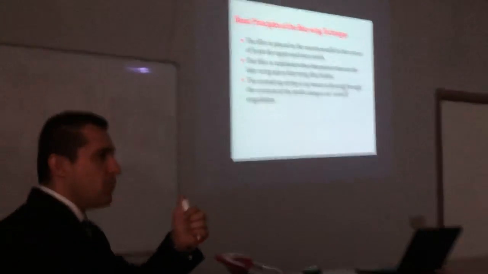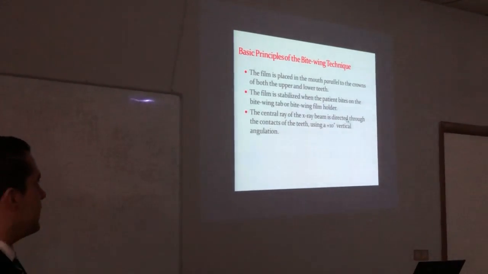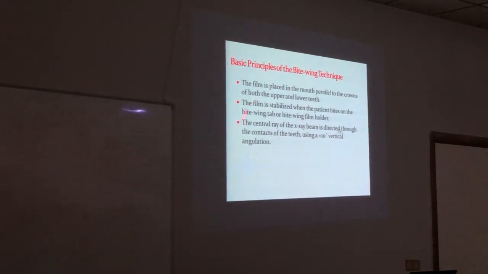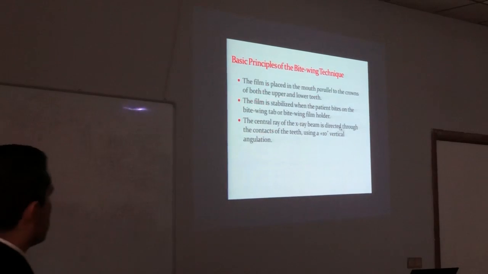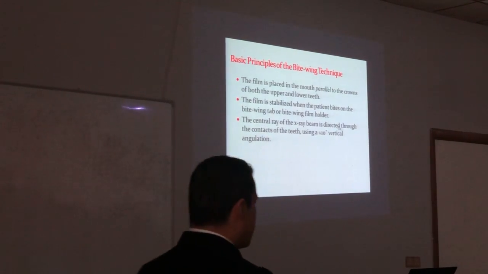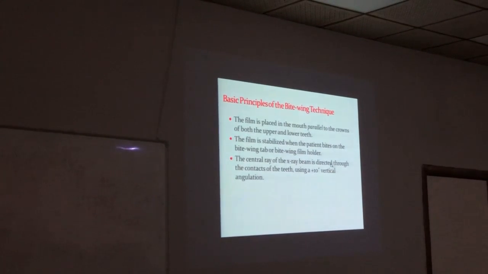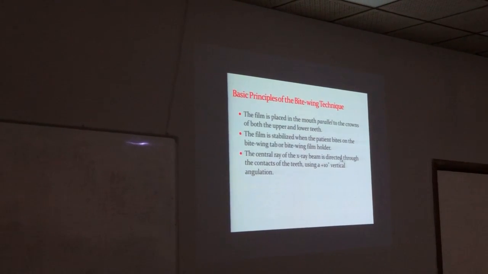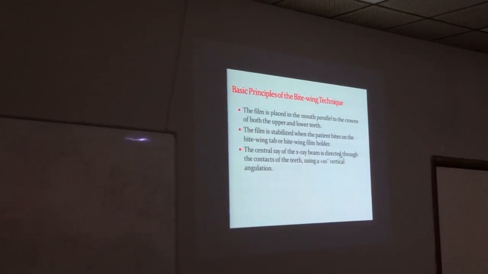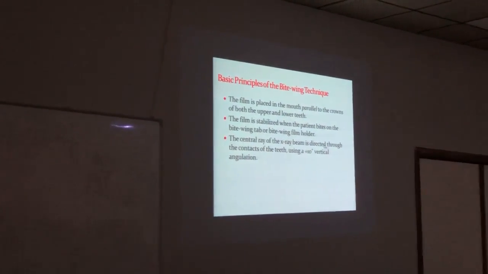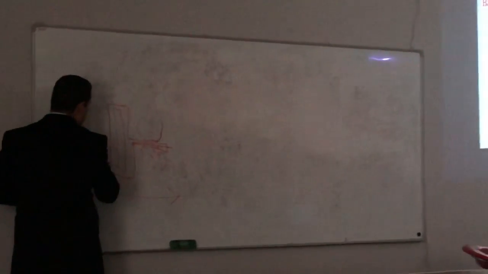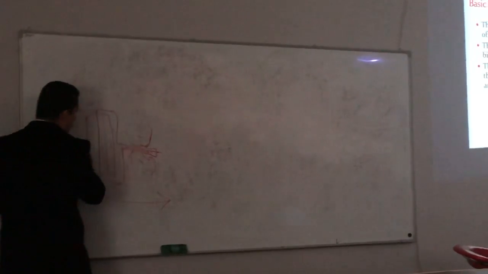Basic principles. How are we taking the X-ray? The film is placed in the mouth parallel to the crown, the same as in the paralleling technique. It should be parallel. The occlusion should be parallel with the floor of the mouth, and the X-ray beam should be perpendicular to the tooth.